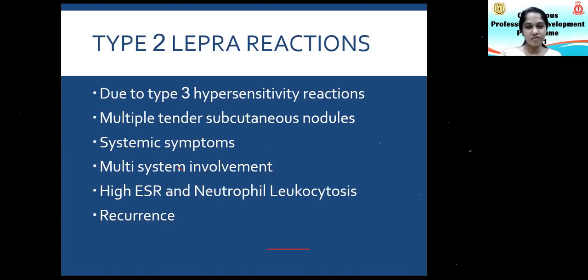Sometimes these nodules may not be that obvious. People may not tell you about those, and you will not find them unless you palpate and see. Biochemically, they will have high ESR and neutrophil leukocytosis, so they can easily be misdiagnosed as many other common conditions, and there's a tendency for recurrence of these reactions.